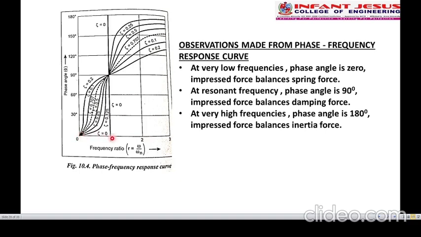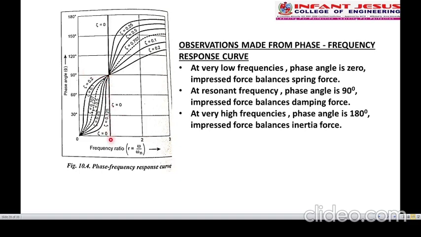When the phase angle is 90 degree, you can see this is the resonant frequency. R equal to 1 is the resonant condition. So at R equal to 1, we get the resonant frequency, and at resonant frequency the phase angle becomes 90 degree. That means the impressed force or external force balances the damping force. This is the second observation.